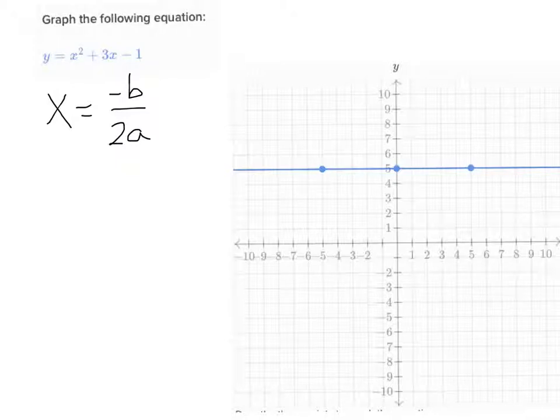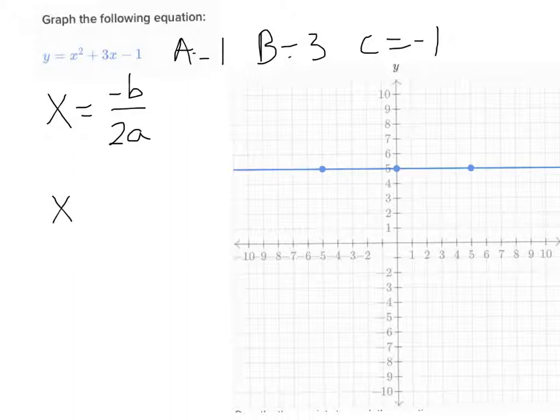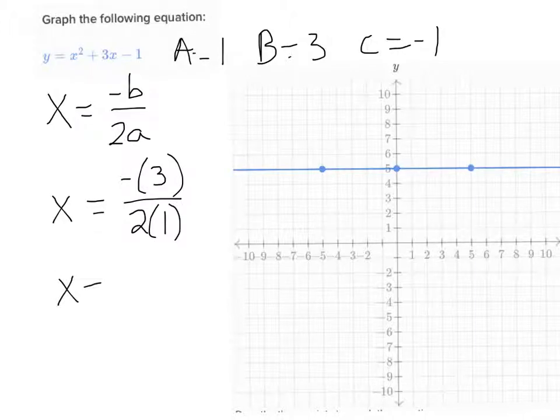Now let me go shoot this 3. Okay? So I know that a in this case is 1, b is 3, and c is negative 1. So my axis of symmetry is negative 3 over 2 times a. So my axis of symmetry is negative 3/2, which equals negative 1.5.